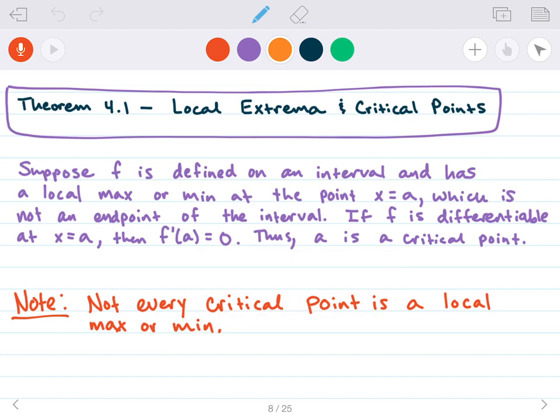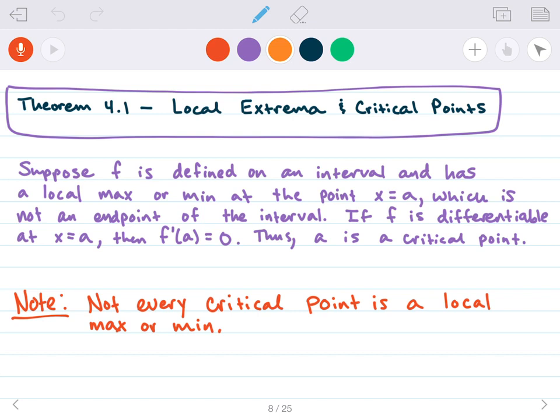Suppose f is defined on an interval and has a local max or min at some point x equals a, which is not an endpoint of the interval. If f is differentiable at x equals a, then f prime of a equals 0, thus a is a critical point. So here's the important part.